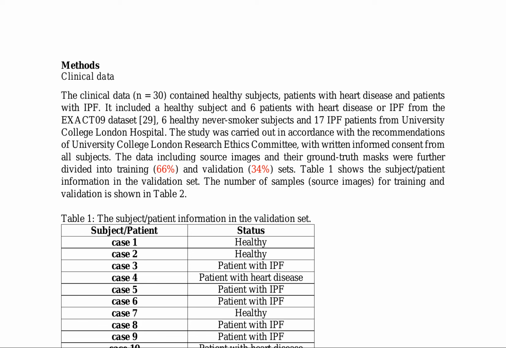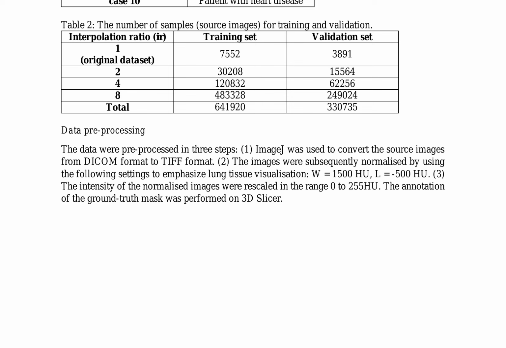Data pre-processing involved 3 stages. First, DICOM format images were converted to TIFF format using ImageJ. Second, images were normalized with specific settings, W equals 1500 HU, L equals 500 HU, to enhance lung tissue visualization. Finally, normalized image intensity values were rescaled to the range of 0 to 255. Ground truth mask annotation was performed on 3D Slicer.